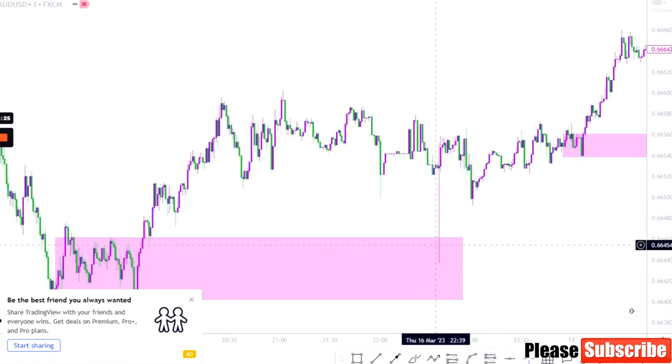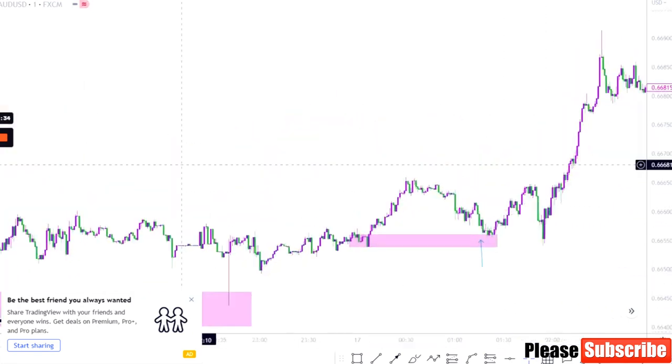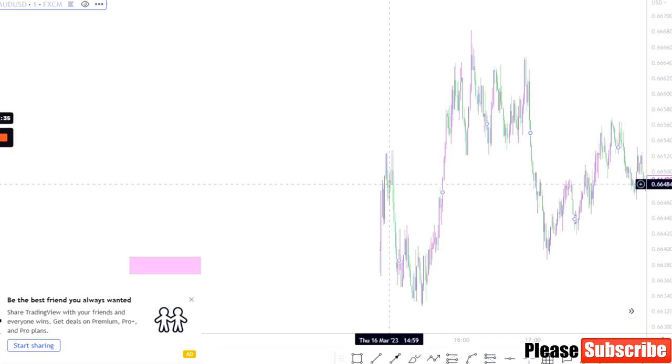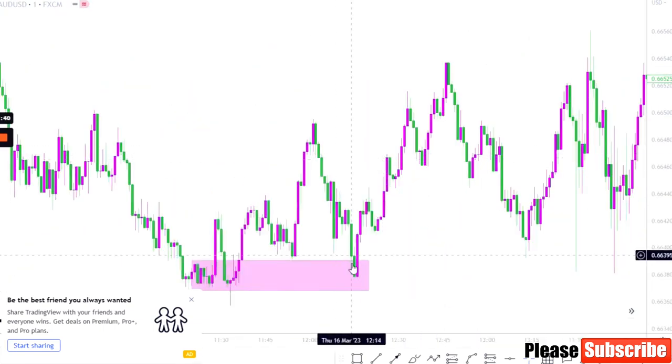Now you can see the market came back to buy at a very much discounted price. This is where you should be buying this market at. And you can see from here, the market just kept going. The market just kept going higher and higher. Now, we have another example right here, which is another example of a drop base rally. Actually, we have another reversal right here.